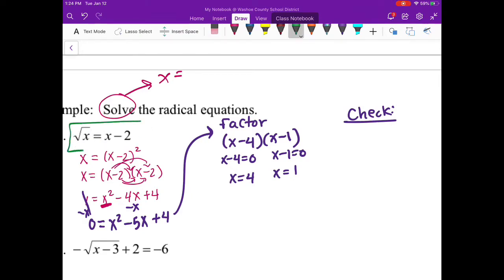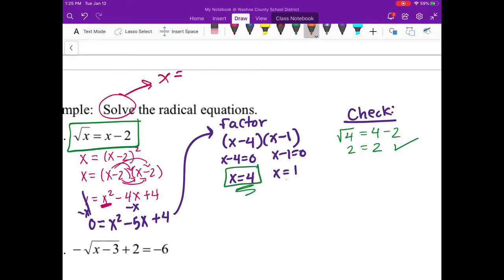I'm gonna go back to my original equation. In this case, that's square root of x equals x minus 2. I'm gonna start off with the 4 here. So I'm replacing the x value with a 4. Square root of 4 is 2. 4 minus 2 is 2. Awesome, that works. I'm gonna box this answer, it worked.